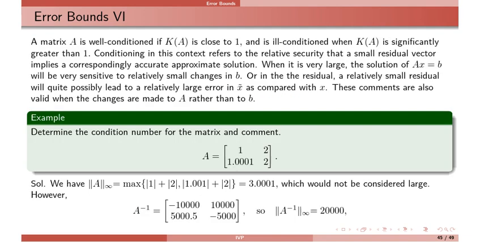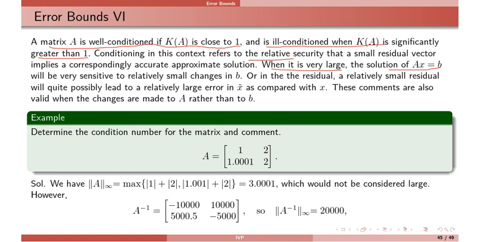A matrix is called well conditioned if the condition number is close to 1, and is ill conditioned when it is very large, like thousands or hundreds. And conditioning in this context refers to relative error. When the condition number is large, then the solution of the system will be very sensitive to small changes in B.